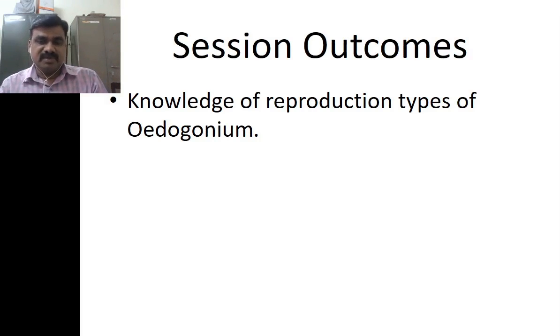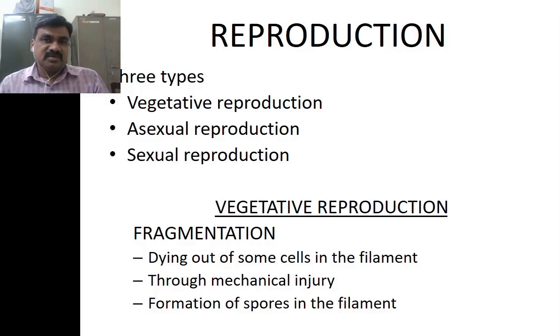So, coming to reproduction, the Oedogonium plant reproduces by three methods: vegetative reproduction, asexual reproduction, and sexual reproduction. These three types of reproduction are present in Oedogonium. First is vegetative reproduction, second is asexual reproduction, and third is sexual reproduction. Look at this, the first one, vegetative reproduction.